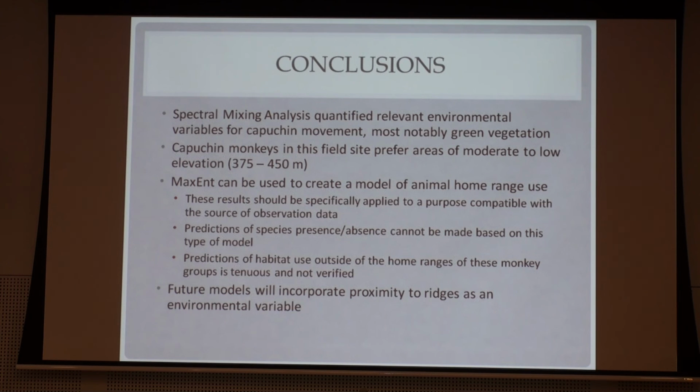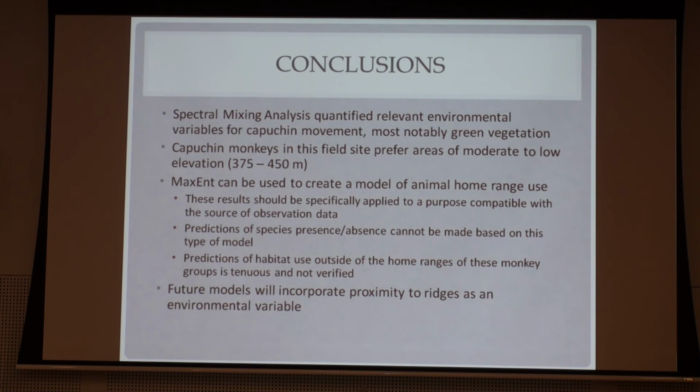So what we've shown is that spectral mixing analysis can quantify relevant environmental variables for the movement of these monkeys. Most notably, green vegetation. That was very important for defining the microhabitat variables that are important for their movement. Capuchin monkeys in this field site tend to prefer areas of moderate to low elevation. And MaxEnt can be used to create a model of animal home range use.